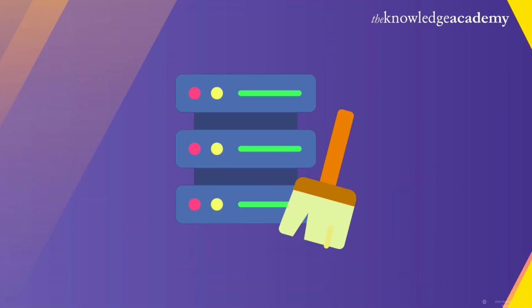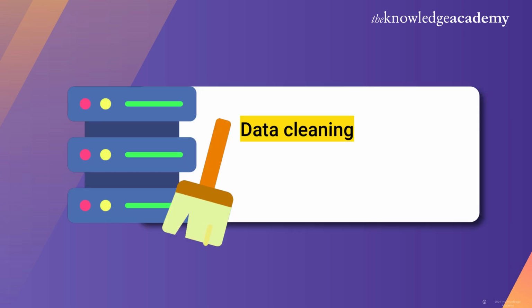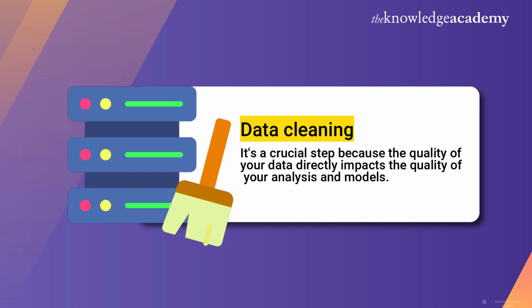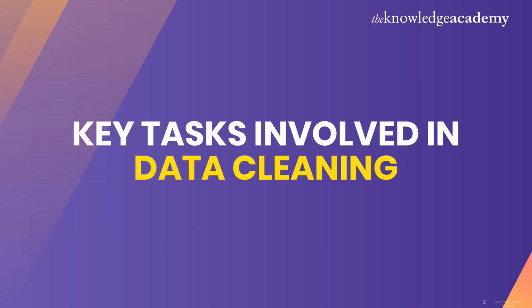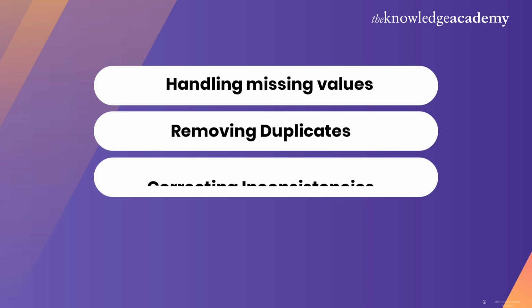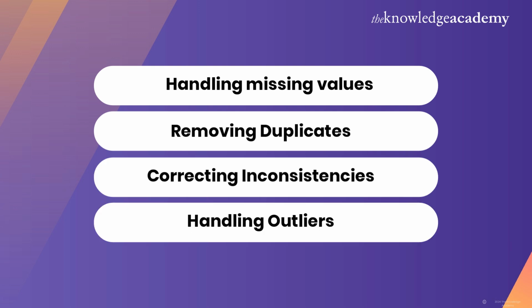Let's first understand what data cleaning is. Data cleaning is the process of preparing raw data for analysis by removing or correcting inaccuracies, handling missing values, ensuring consistency, and dealing with outliers. It's a crucial step because the quality of your data directly impacts the quality of your analysis and models. Let's dive into the key tasks involved in data cleaning: handling missing values, removing duplicates, correcting inconsistencies, and handling outliers.